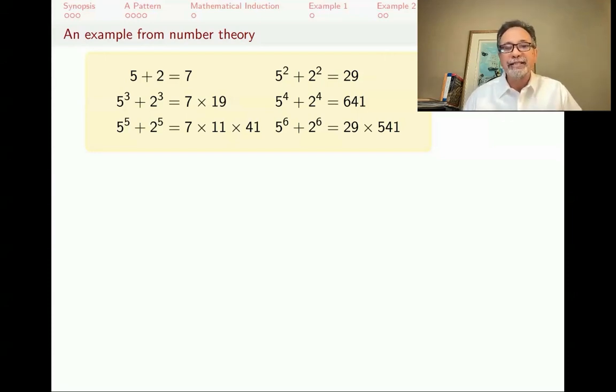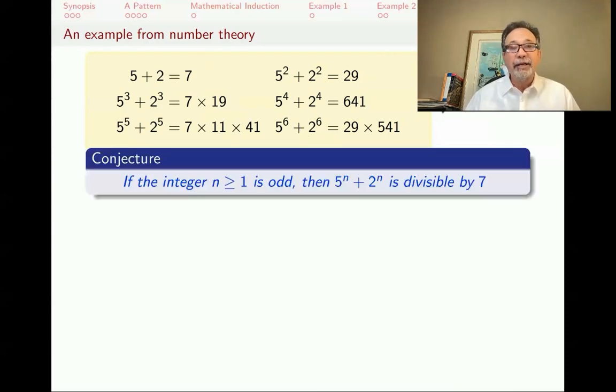There's one pattern that I see, which is that all the terms on the left have a 7 in their factor. Based on that data, I make a conjecture that if you have an odd integer n, then 5 to the n plus 2 to the n is divisible by 7, has 7 as a factor. I look at data and I make that guess. It's just a guess. Who knows if this continues?